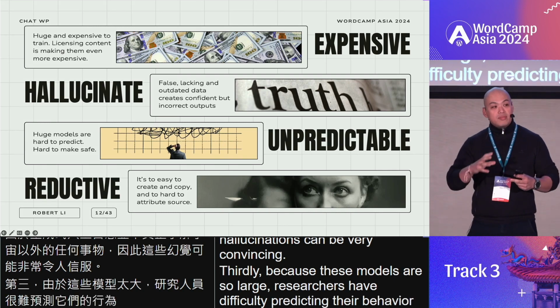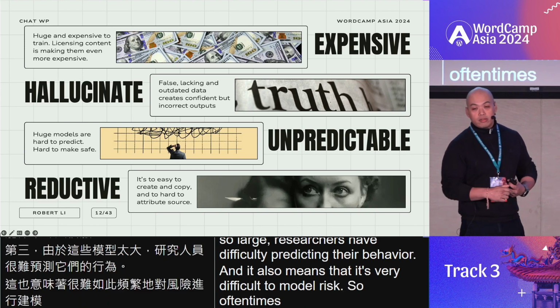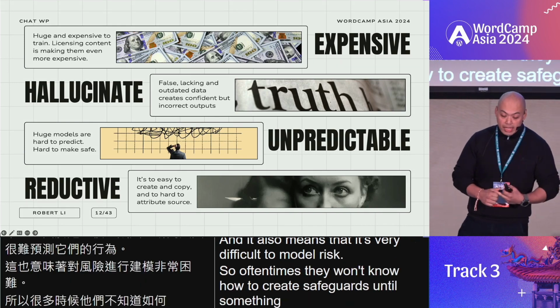Thirdly, because these models are so large, researchers have difficulty predicting their behavior. And it also means that it's very difficult to model risk. So oftentimes, they won't know how to create safeguards until something has already happened.